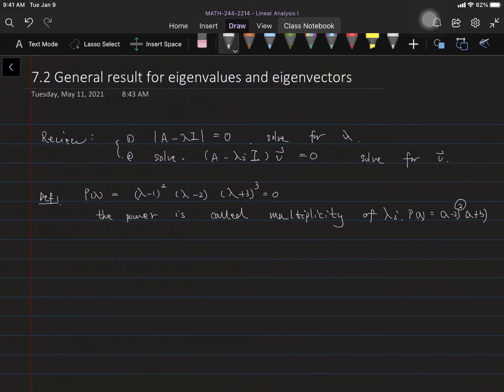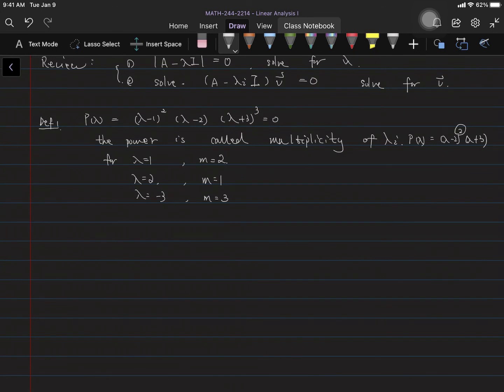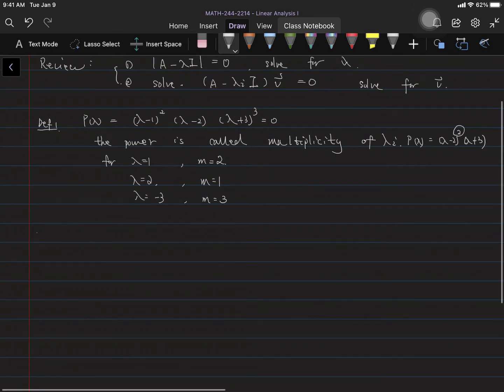Let's take a look at each lambda. For this example here, lambda equals 1. What's the multiplicity? The power is 2. So we set m equals 2. M is multiplicity, okay? And then for lambda equals 2, m equals 1. For lambda equals negative 3, this one has power 3, so the multiplicity equals 3. It's pretty easy.